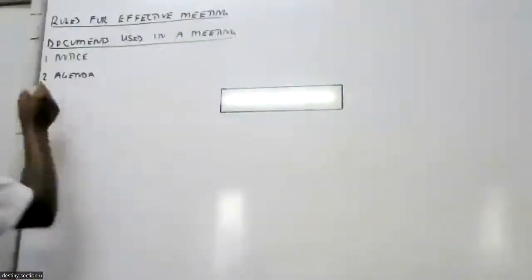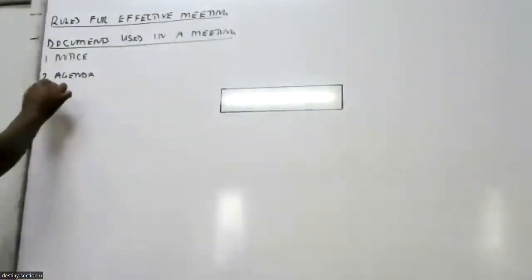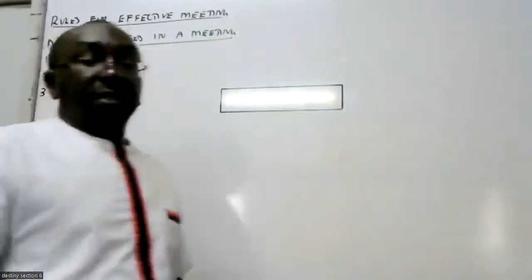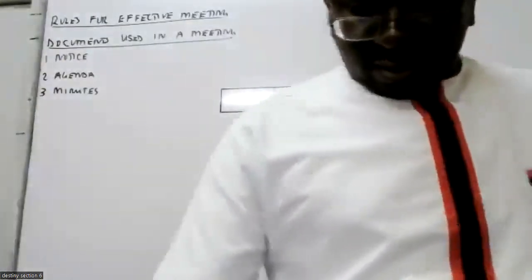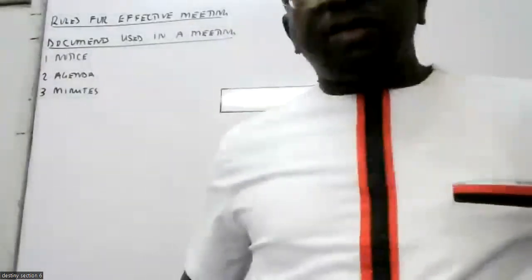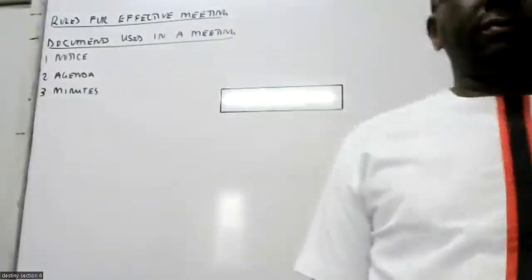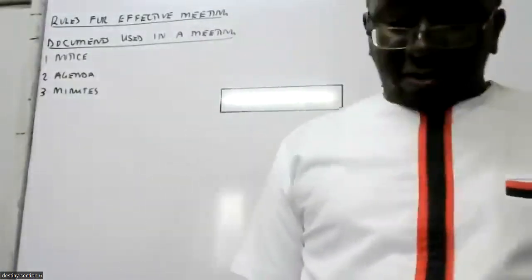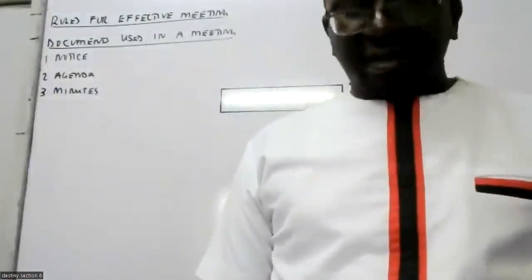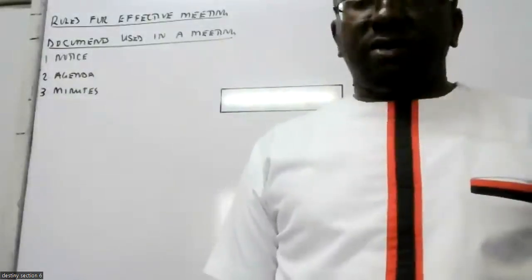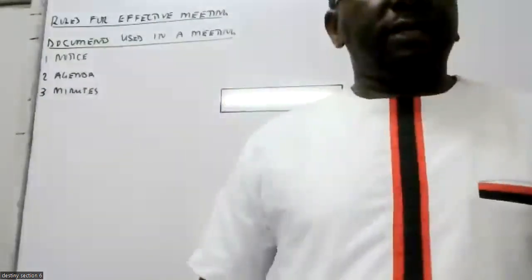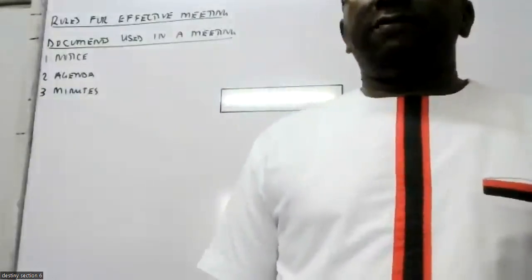Number 3 document that you'll find in the world of meetings is called minutes. And we write that minutes refers to a record of the decisions taken at a formal meeting.